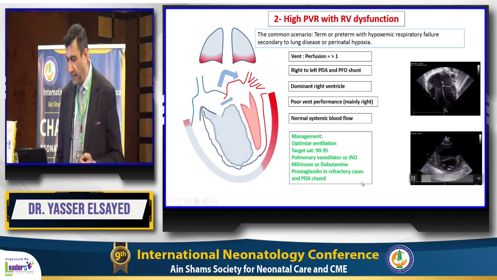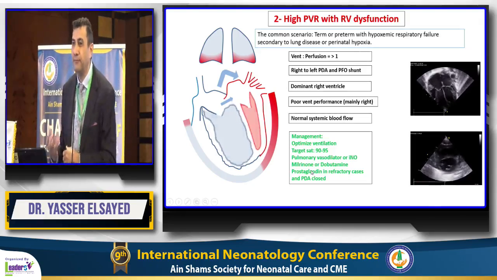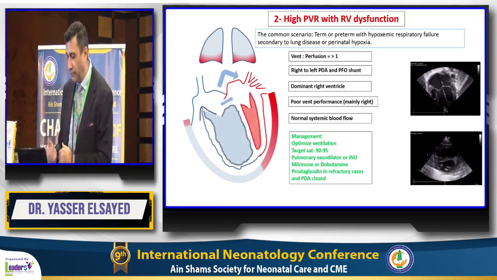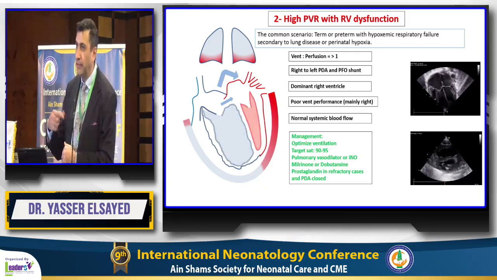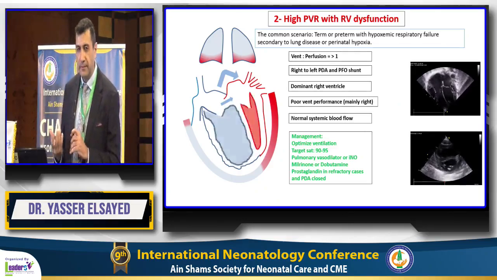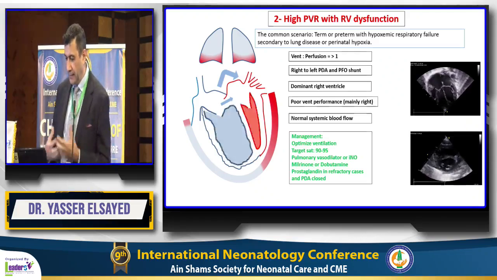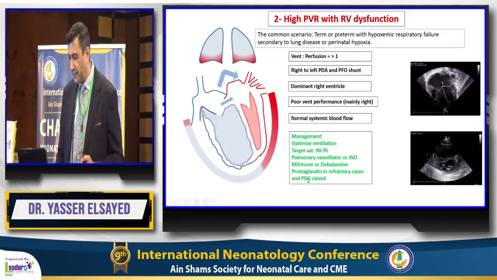Management option: optimize ventilation. Again, that's a priority for any kind of pulmonary hypertension. Target saturation 90 to 95. Pulmonary vasodilator, nitric oxide or sildenafil can be considered. And then we need to improve the RV performance. So you need to use a medication to improve that, which is milrinone. If you don't have milrinone, you can use dobutamine. Milrinone is inotropic and at the same time lusitropic, so it improves the compliance of the right ventricle, and improves the systolic performance at the same time.